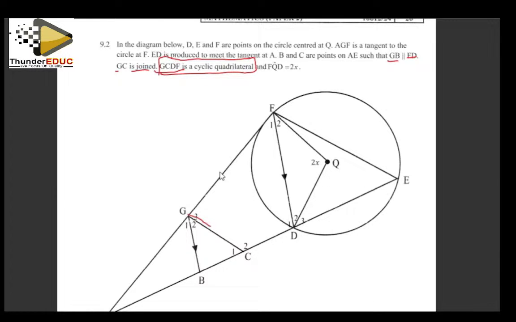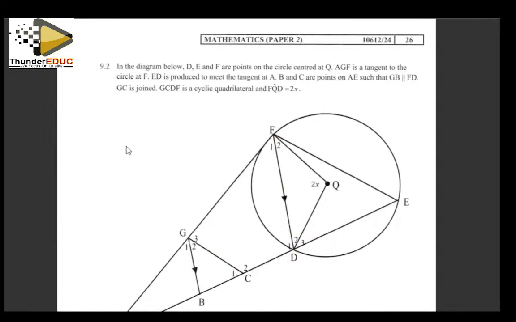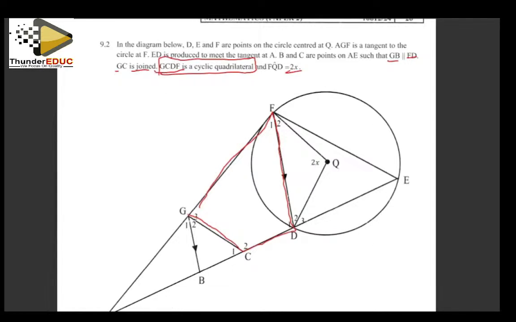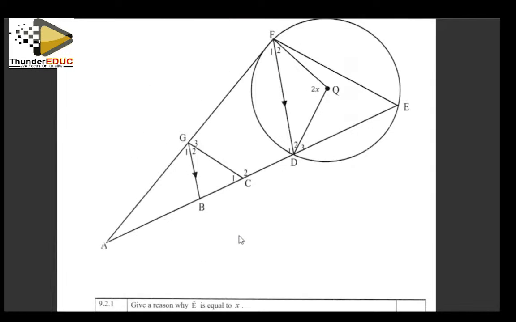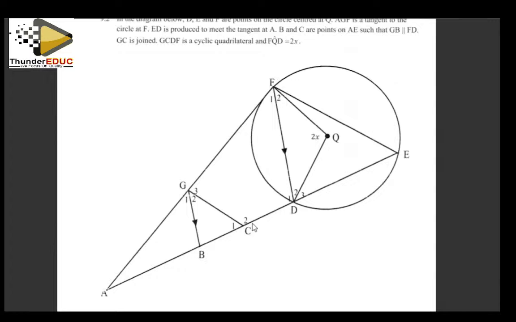GCDF. They told us it's a cyclic quad. And then this is 2x. First question: can we give reasons why E is x?